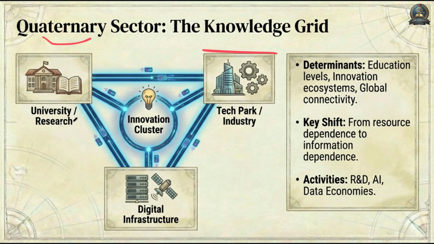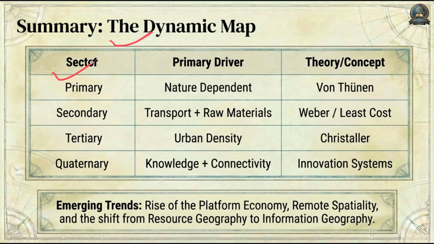Okay, this is a summary of the dynamic map. Primary activities: primary driver is nature dependence, theory and concept von Thünen. Secondary activities: primary driver is transport and raw material, theory and concept Weber's industrial location theory. Then tertiary activities: primary driver is urban density, theory and concept Christaller. Quaternary sector: primary driver is knowledge and connectivity, theory and concept innovation systems. Emerging trends: rise of the platform economy, remote specialty, and the shift from resource geography to information geography.